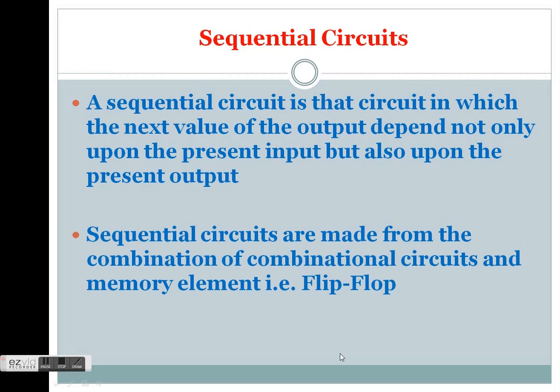Students, sequential circuits are those circuits in which the next value of the output depends not only upon its present input values, but it also depends upon its present output. To achieve this, we combine the combinational circuits and the memory element, that is, the flip-flop. So a sequential circuit is made with the combination of combinational circuits and flip-flops.